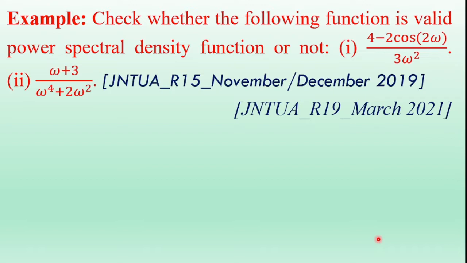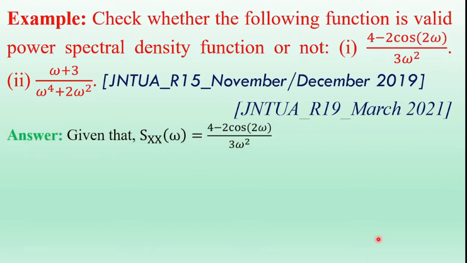In this video, I am going to discuss one more example of the valid power spectral density. This is the previous examination question. The example is: check whether the following function is a valid power spectral density function or not. First bit is (4 minus 2 cos of 2 omega) by 3 omega square, and second bit is (omega plus 3) by (omega power 4 plus 2 omega square).